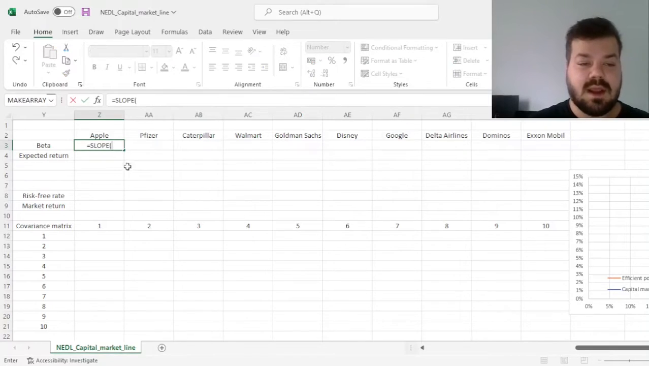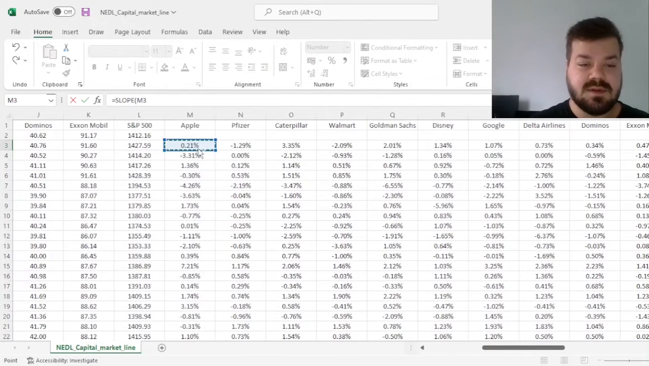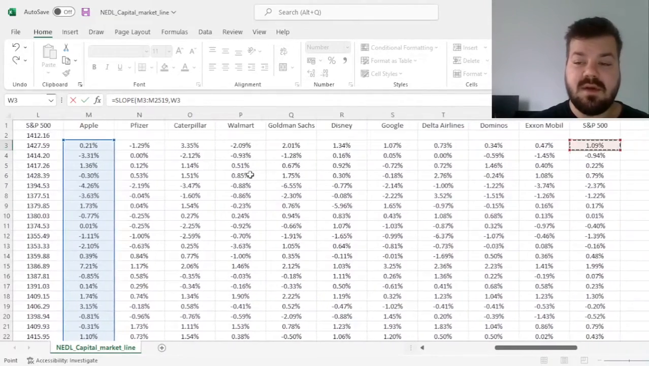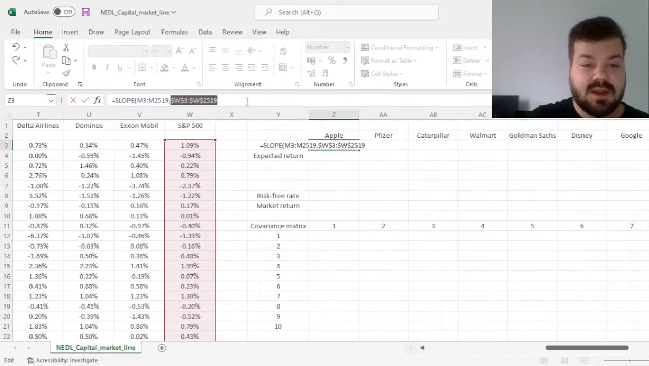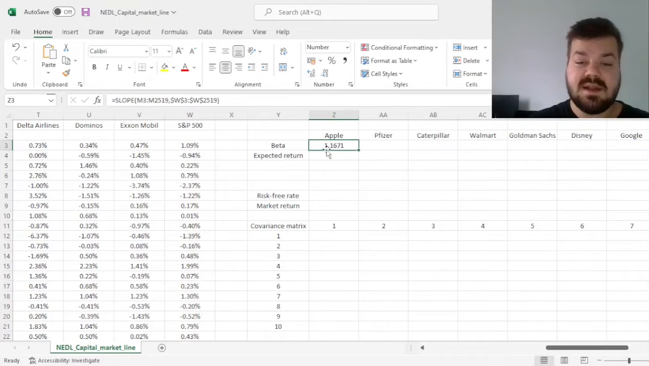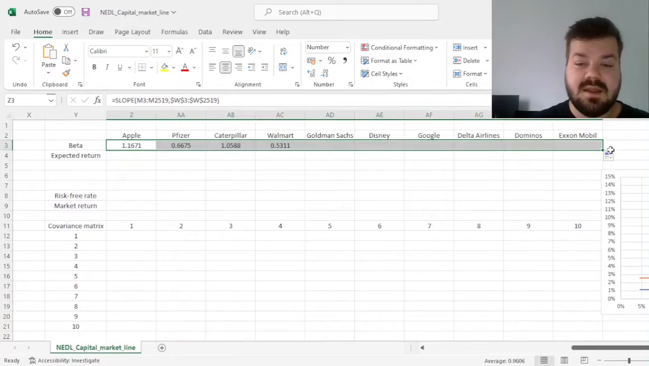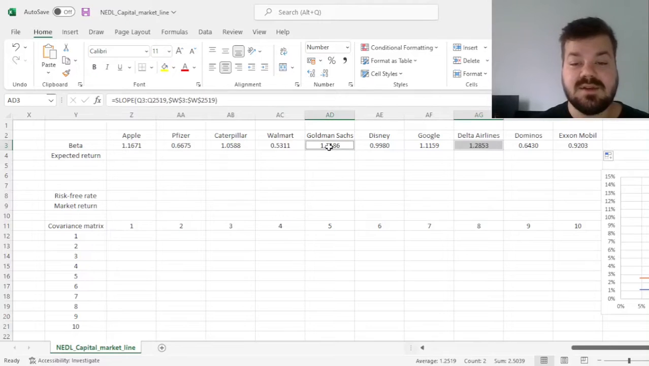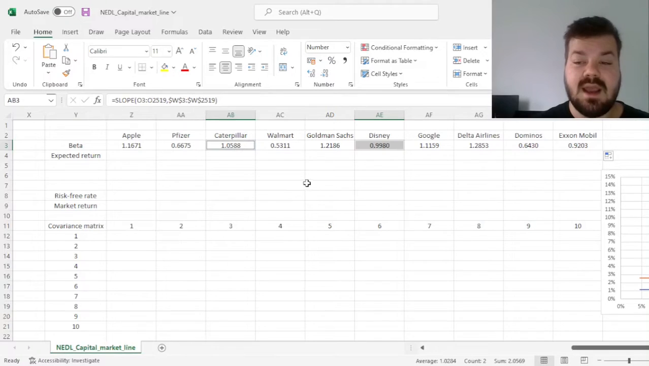So we can calculate the slopes of each of the stocks. For example, for Apple, we calculate its slope against the S&P 500, and we can lock the S&P 500 here because the benchmark stays the same for all 10 stocks. We can see that Apple has a beta of slightly higher than 1, meaning that Apple is slightly riskier than the market, and we can see the selection of betas here. We have got defensive stocks such as Walmart or Pfizer. We have got pretty aggressive stocks such as Delta Airlines or Goldman Sachs, and we've got stocks with beta exposures of around 1 such as Disney and Caterpillar.